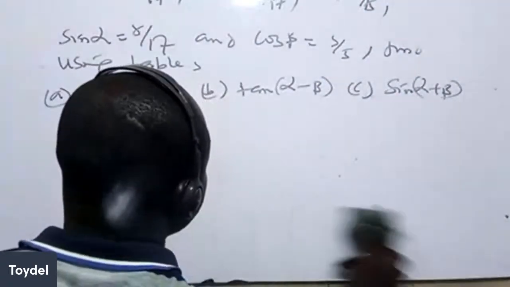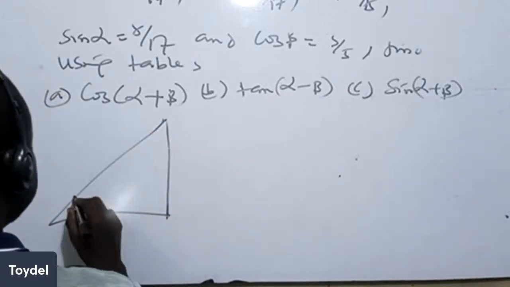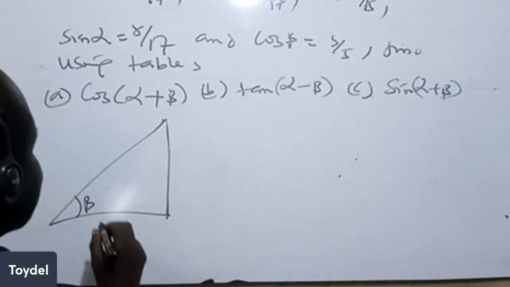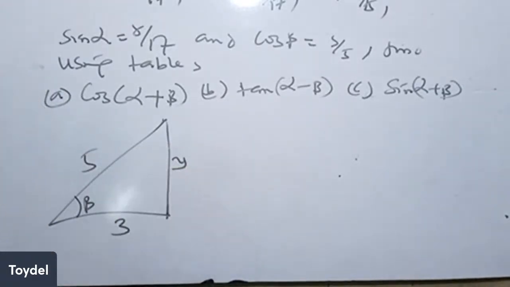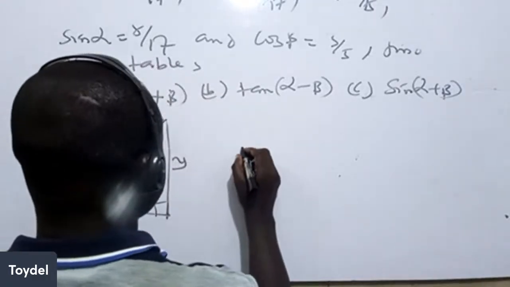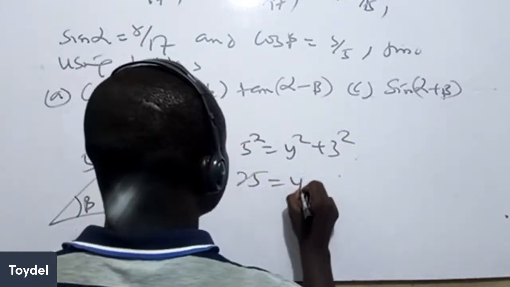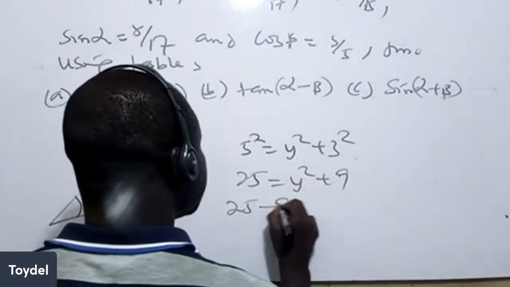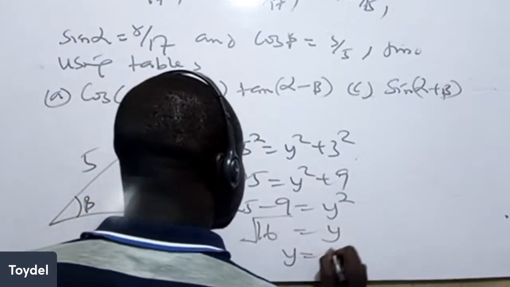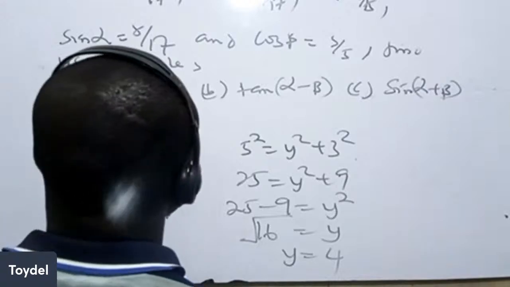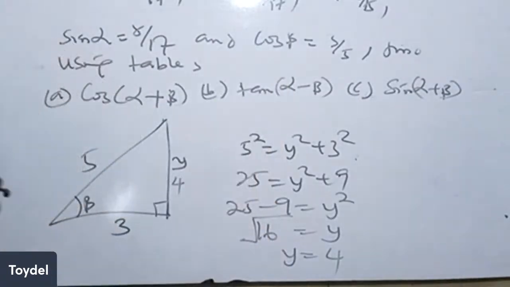Then we go to the second value that we are given, where I'll draw another triangle, where I have beta. Cos beta is adjacent over hypotenuse. So this will be 3 all over 5. So let me say this is y. Let me find the opposite here. I would now say 5 squared is equal to y squared plus 3 squared. 25 is equal to y squared plus 9. So 25 minus 9 is equal to y squared. So 16, square root is equal to y. So y is equal to 4. So in this case, y is equal to 4. So also we know cos beta, we can find sine beta, we can find tan beta.